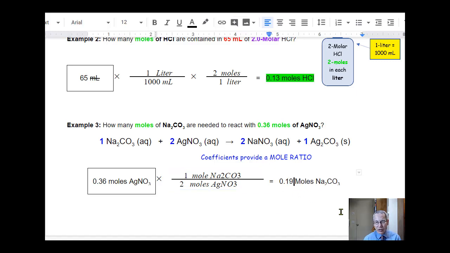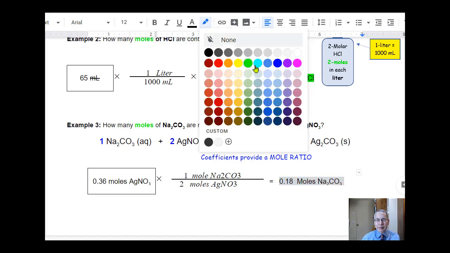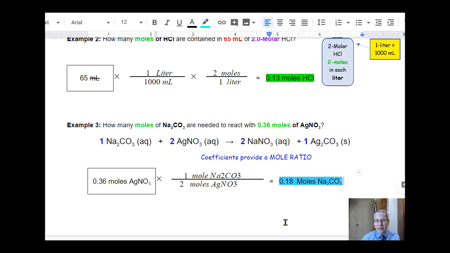0.18 moles sodium carbonate is the answer. And I got that by just taking my given 0.36 moles dividing by 2. So that's final answer right there. So I'll highlight it. Nice blue color this time.